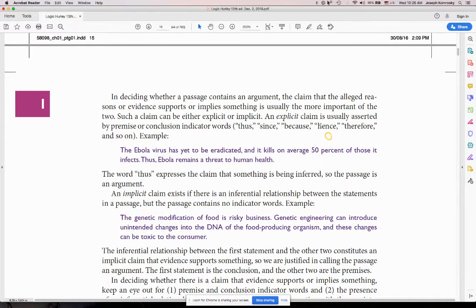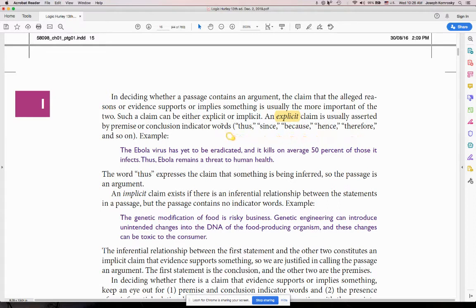We have premise indicating words and we have conclusion indicating words. Premise indicating words are because, since, whatever. Hence, therefore, and thus, those are conclusion indicating words. Usually, if you see one or more of these, you're dealing with an argument. As we'll see later on, there's an exception to that, but usually. And what that means is if you have these, and I call these trigger words, they're explicit.